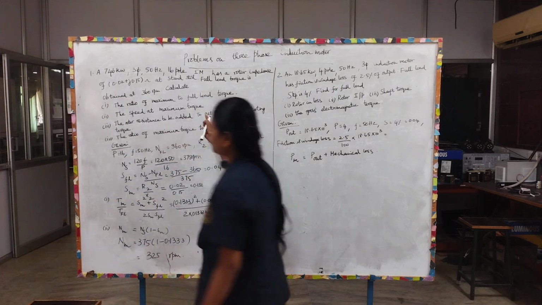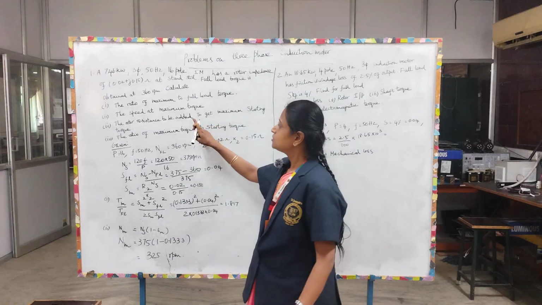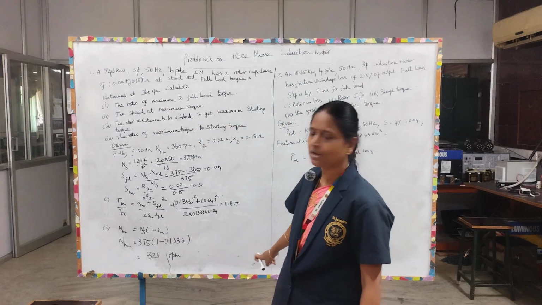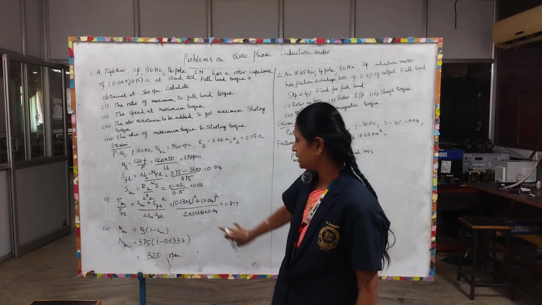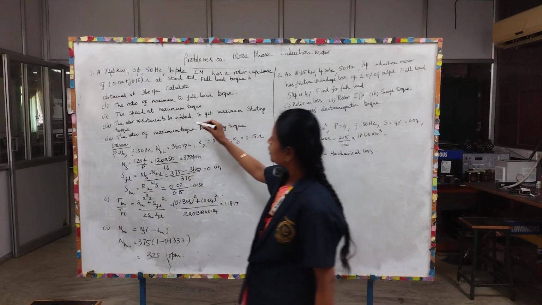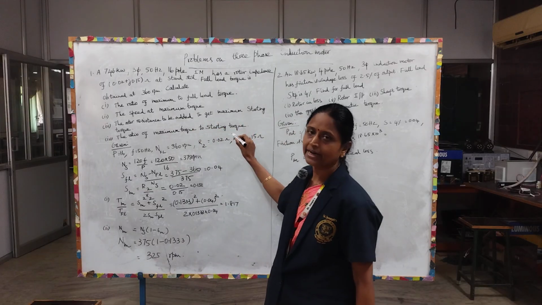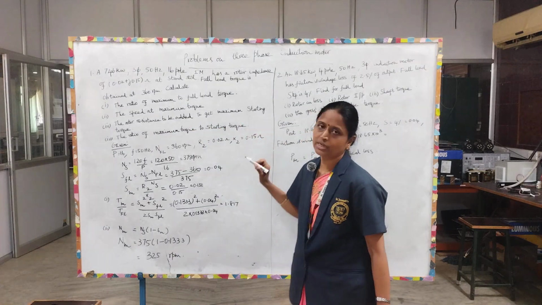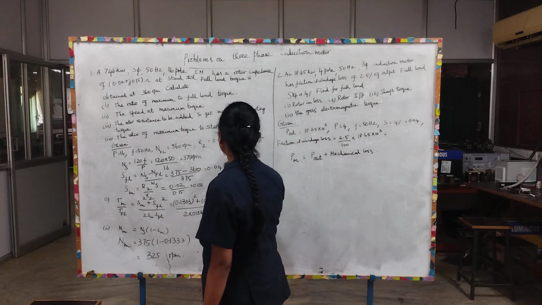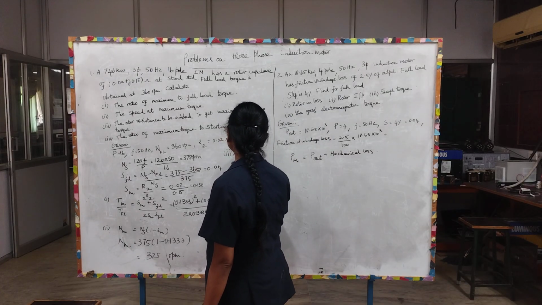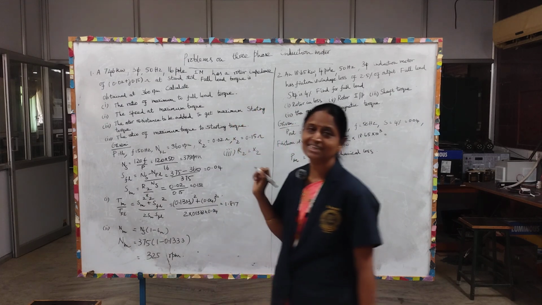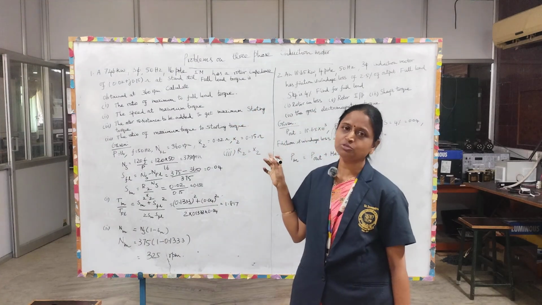So second division also we have completed, the speed at maximum torque. The formula is Nm equal to Ns into 1 minus Sm. Substituting we are getting the value. And the third division is the rotor resistance to be added to get maximum starting torque. So to get maximum starting torque, we have R2 should be equal to X2. This is the condition to be satisfied to get maximum starting torque.